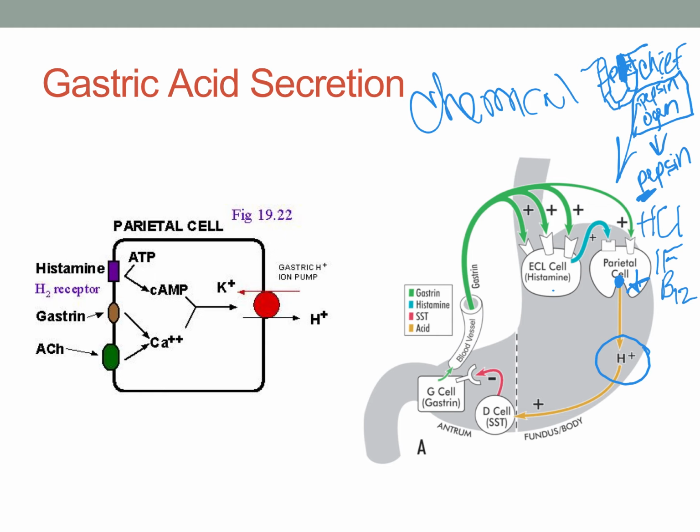So let that name clue you in. Parietal cells use a pump to pump out hydrogen. Hydrogen is a proton. We call those proton pumps. Might sound familiar, right? Because we use drugs called proton pump inhibitors to alter acid production in the stomach. And the reason why is because parietal cells pump out hydrogen, okay?